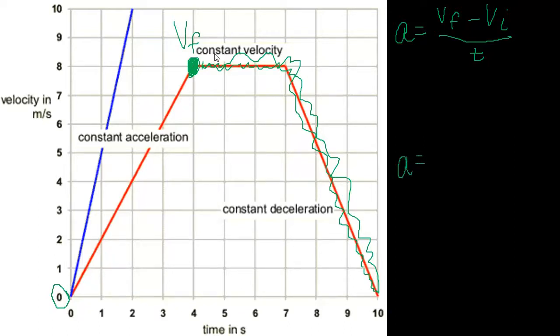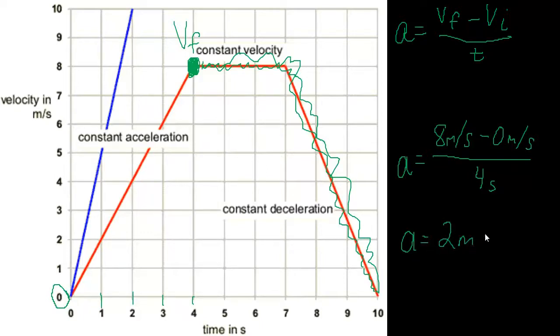A is equal to VF, which according to our graph, the final velocity, is 8 meters per second. And what was our initial velocity? Well, that was 0, so that was easy. And now, how much time went by? Well, let's take a look. 1, 2, 3, 4 seconds went by. So 4 seconds. Now we can go ahead and do our math. 8 minus 0 is 8. Divided by 4 is 2. So our acceleration rate is equal to 2 meters per second.